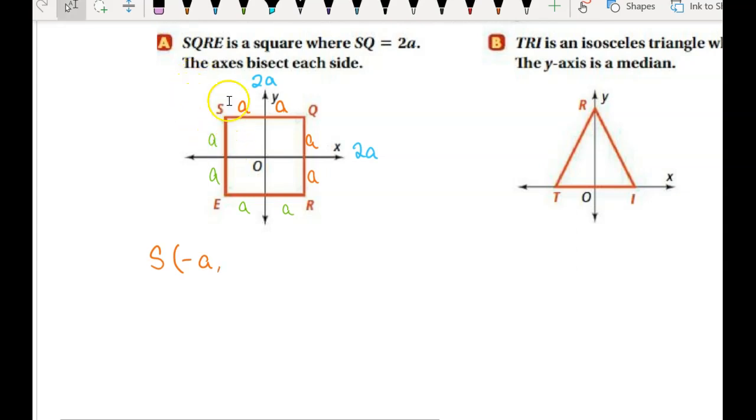How many units up is point S? Positive a. Now Q is a units to the right. So that's going to be positive a. And a units up, that's going to be positive a also.